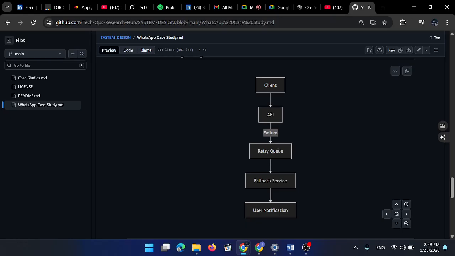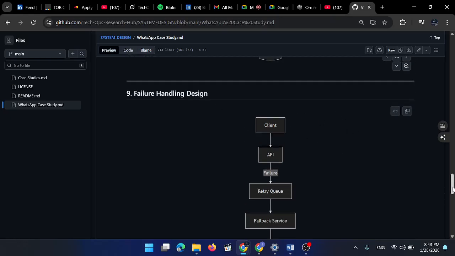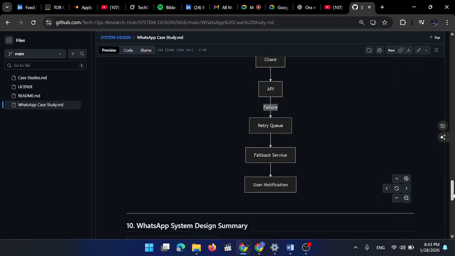Then there's what we call a retry queue, then a fallback service, then user notification, right? How failure is handled here is very beautiful, because as much as the client will be able to connect with the API, that retry queue will ensure that the service can fall back, and then the user gets to be notified on what has actually gone wrong. So it's just as simple as that when it comes to handling failure.